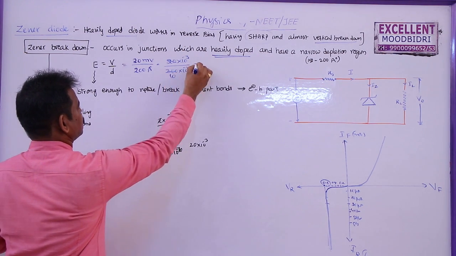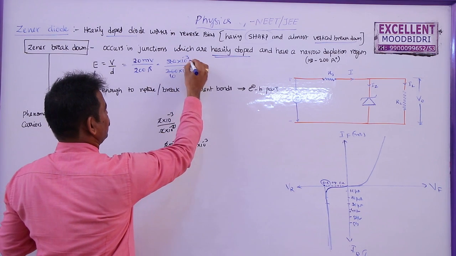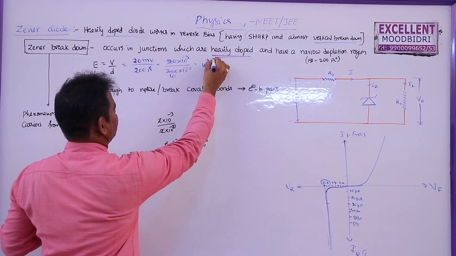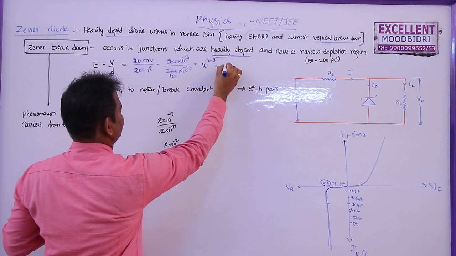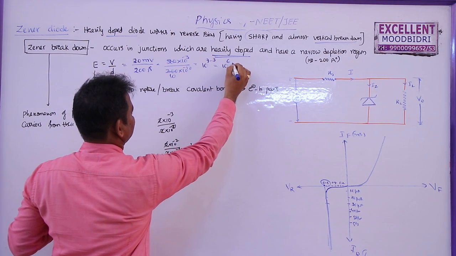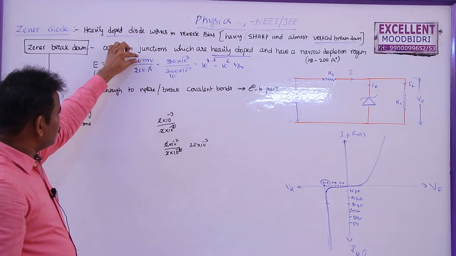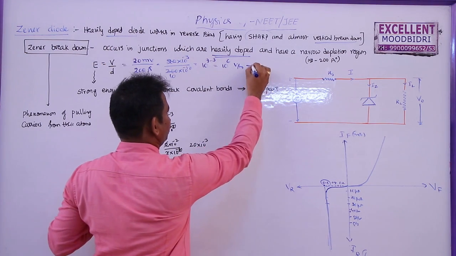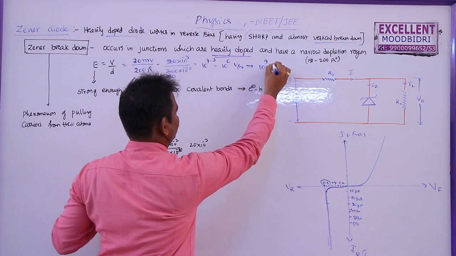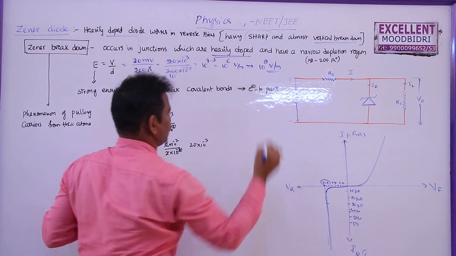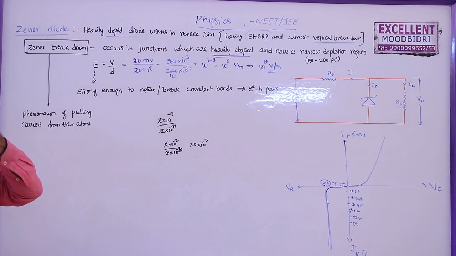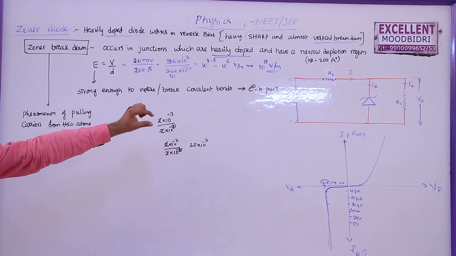This 10 times, this will be 10 power minus 9 when it goes to plus 9. So this is 9 minus 3. This is around 10 power 6 volt per meter. And even if this voltage is slightly more, this can go up to 10 power 8 or 9 volt per meter. So this is the electric field that can be produced between the two ends of a junction of a Zener diode.